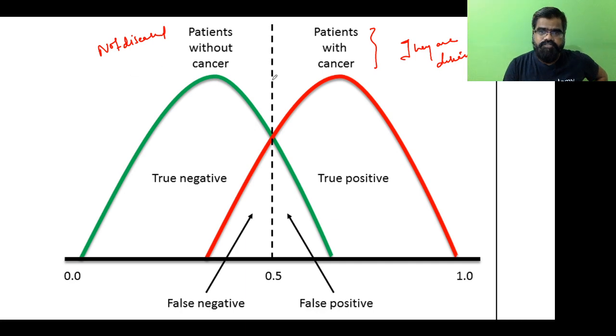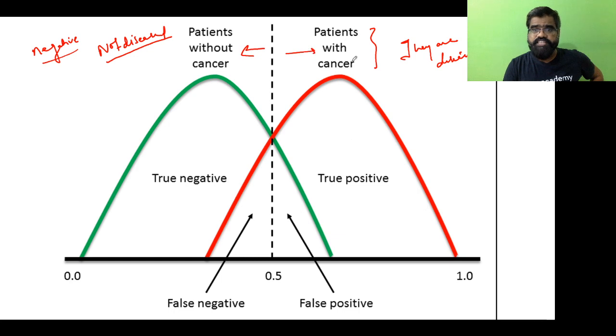Suppose this is the cutoff, this is the line, 0.5. So what is shown on this side, student? This side, what you see, is patient without cancer, and what I have written, not diseased. So can I say this side is negative? I'm talking about the trick. This side, what you are seeing, students, is patient with cancer. What is the meaning of this? Means they are diseased, which I have already written. Can I say that they are positive? No, in terms of positive and negative.